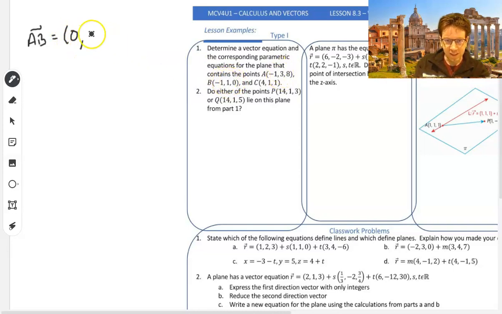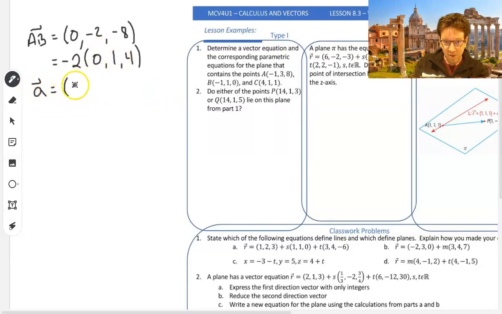1 minus 3, so -2. And 0 minus 8, so -8. So there's a vector. But notice that we can write that as just a scalar multiple. It's almost like taking a fraction and putting it in lowest form. We can write it like this. Right? So let's call A, which will be one of the lines we'll use to define the plane, as 0, 1, 4. Which is perfectly fine to do because it is a scalar multiple of AB and therefore parallel to AB.